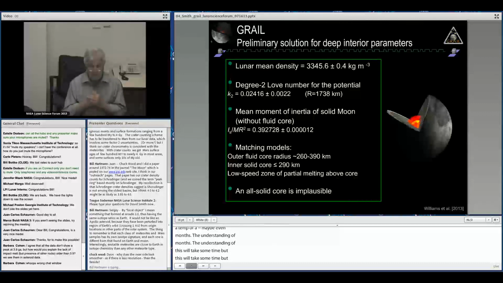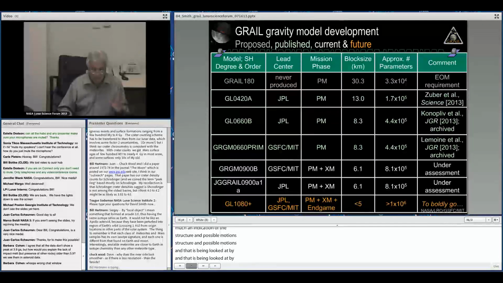Finally, we are still looking at the interior. We do have Love numbers, which we said we would get. And on this chart here, we do have the low degree gravity field, which can be and will be a strong indication of the structure of the deep interior and possible motions of the deep interior. That is being looked at by Jim Williams now, and a paper is, if not in press, actually being submitted to JGR on that topic right now from the primary mission.